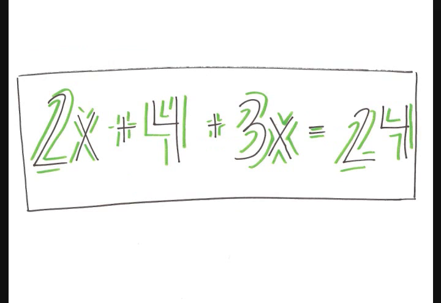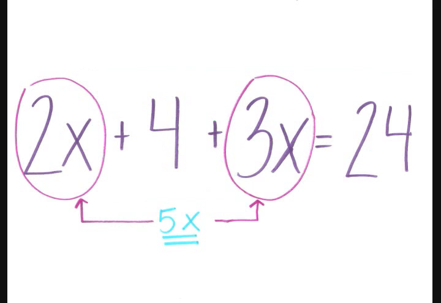On Equation Road, Variable X spotted an equation with his variable, 2x plus 4 plus 3x equals 24. This equation looked complicated with the 4 terms, 2 coefficients, and 2 constants. However, Variable X was desperate to discover his value. Variable X knew that in order to discover his value, he would have to isolate his name, X.